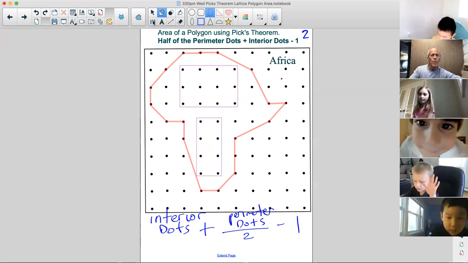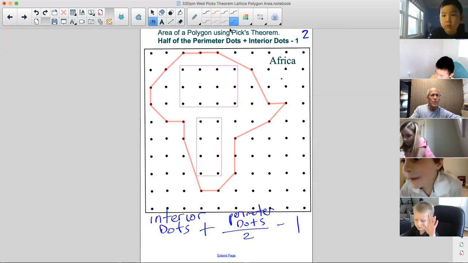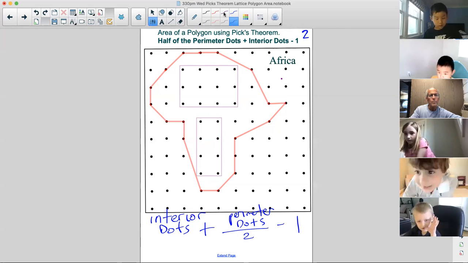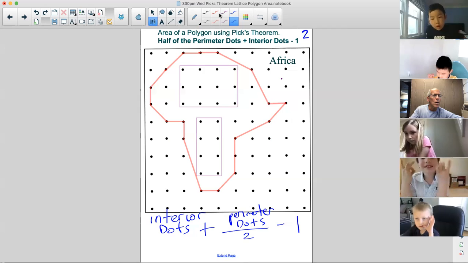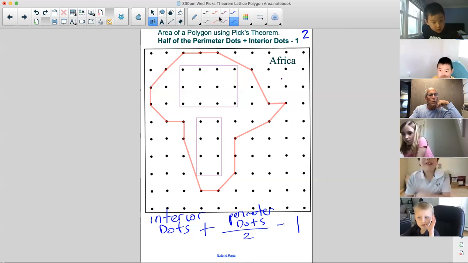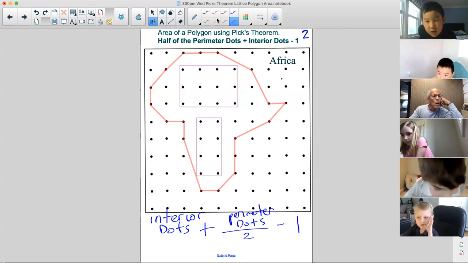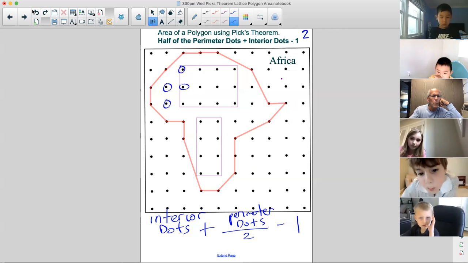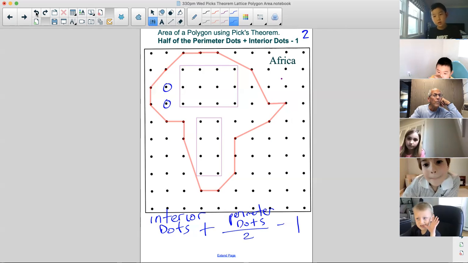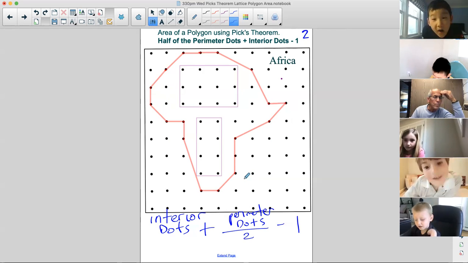Before we have you answer the question, Aaron, what was your thinking? Aaron, you raised your hand, buddy. How many dots are in the interior? I got 26. That is very, very close. Brennan, what do you have? I also got 26. Maybe that's the right number.